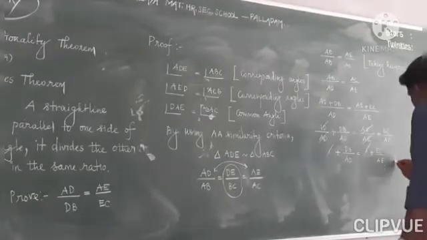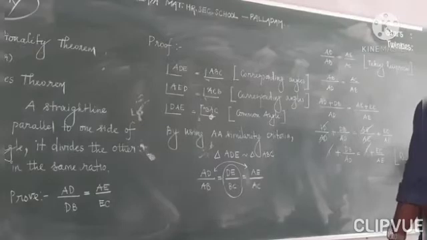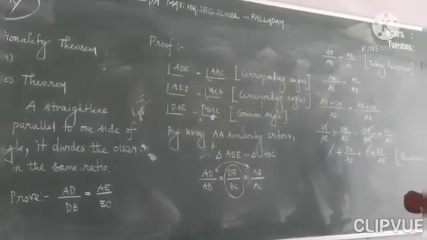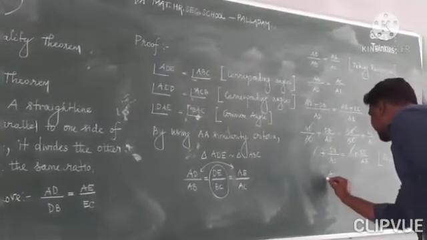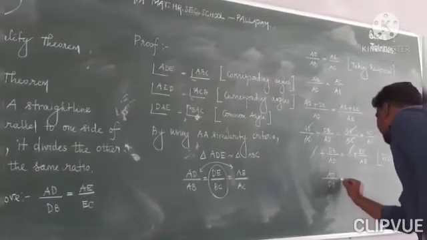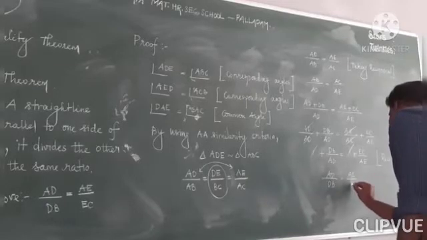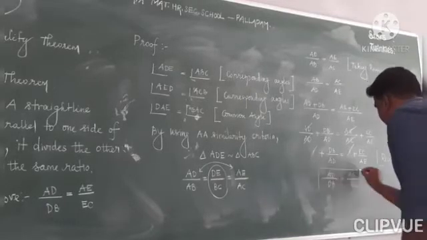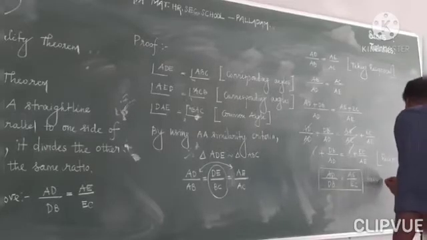If you take the reciprocal again, after taking reciprocal, it becomes AD by DB equal to AE by EC. Hence it is proved.